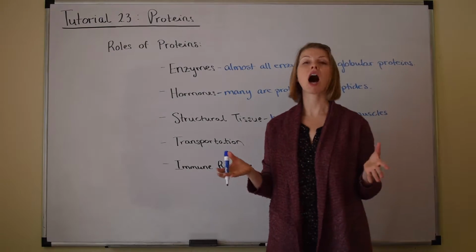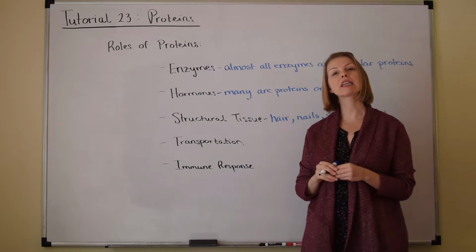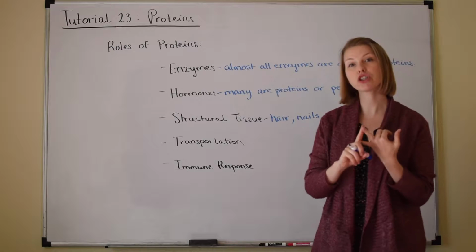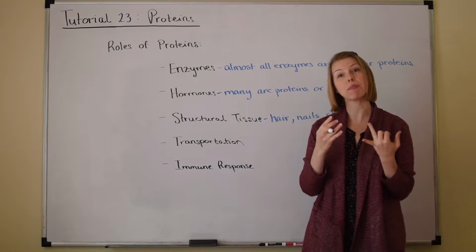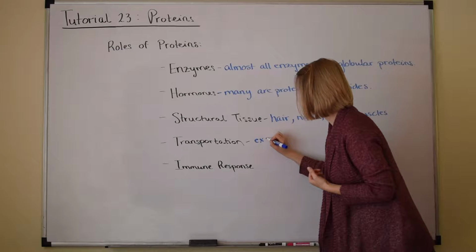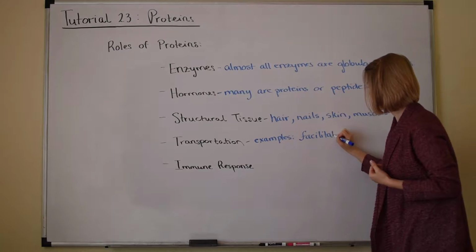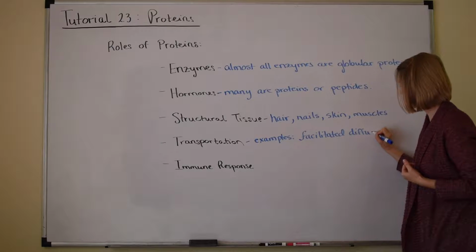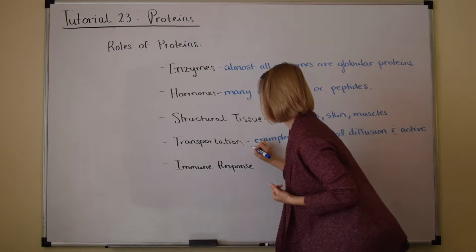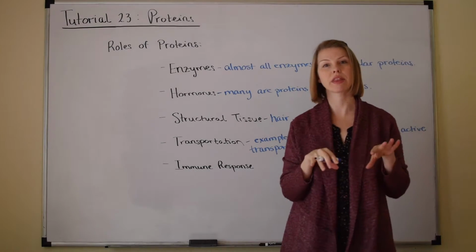And transportation of many molecules within the body is due to the use of proteins. We saw this back in tutorial 22 when we talked about facilitated diffusion and active transport, two transportation methods that require the use of embedded proteins within cell membranes. So let's write down here, for example, examples: facilitated diffusion and active transport. Both utilize proteins within cell membranes.